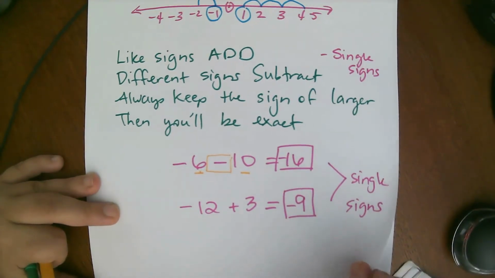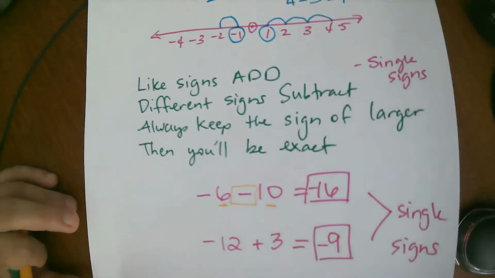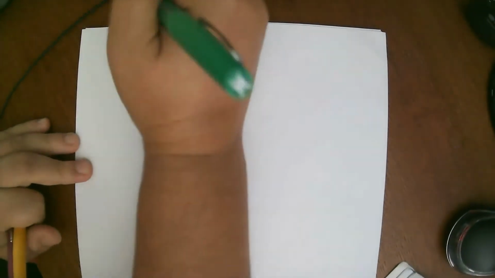Well, remember how I said you can only use it for single signs? Well, you can use it for double signs, and I'm going to show you what that means in a minute. You just have to do something else beforehand. So I'm going to show you that, okay?